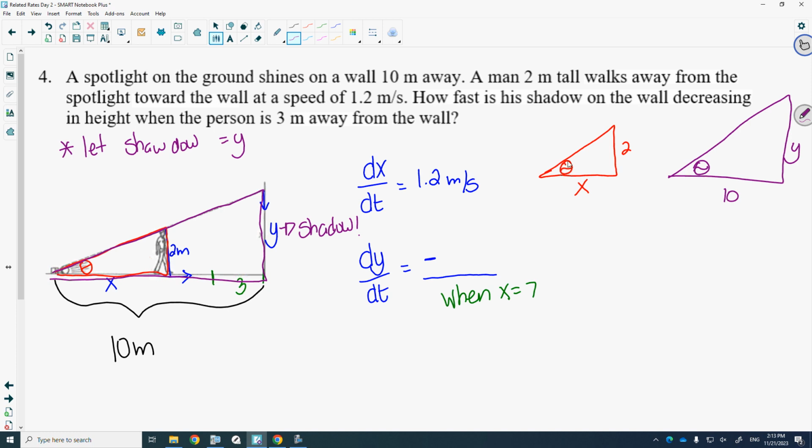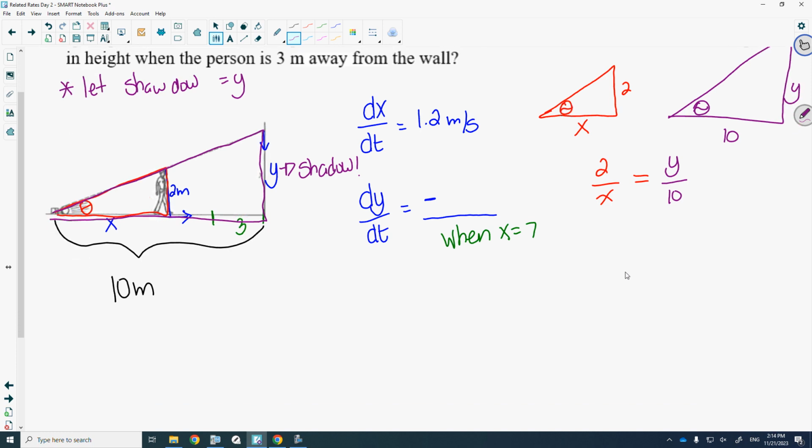So for example, for this triangle here, opposite over adjacent, if I write 2 over x, that is going to be equal to, because they've got the same angle, what would it be equal to in this triangle? Y over 10. Okay, so for these questions, you're going to get two triangles, and you're going to proportionally relate the two sides together. Then we're going to cross multiply. So 2 times 10 is 20, equal to x times y.